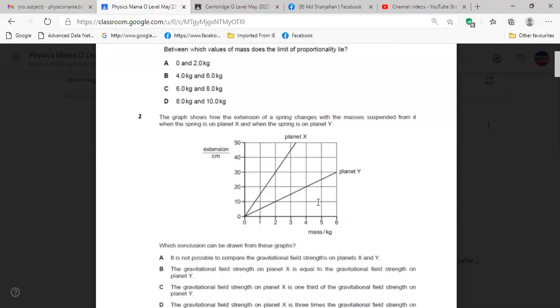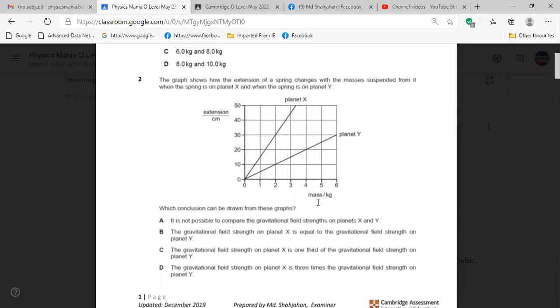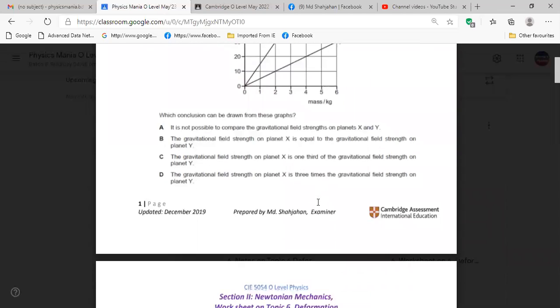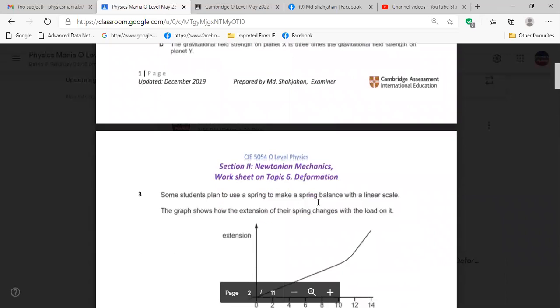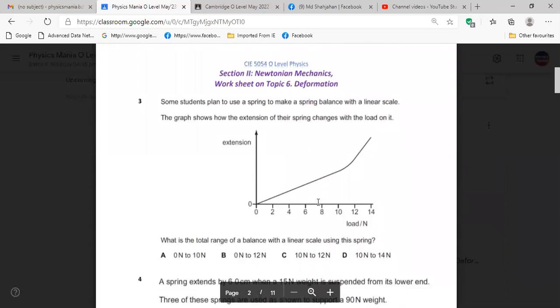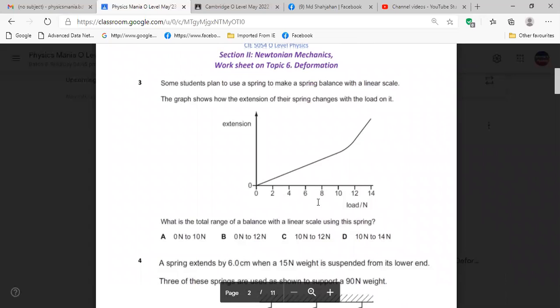Question number two is your homework. Then question number three. Scientists try to use a spring to make a spring balance with a linear scale. The graph shows how the extension of the spring changes with the load on it. What is the total range of a balance with a linear scale using the spring?